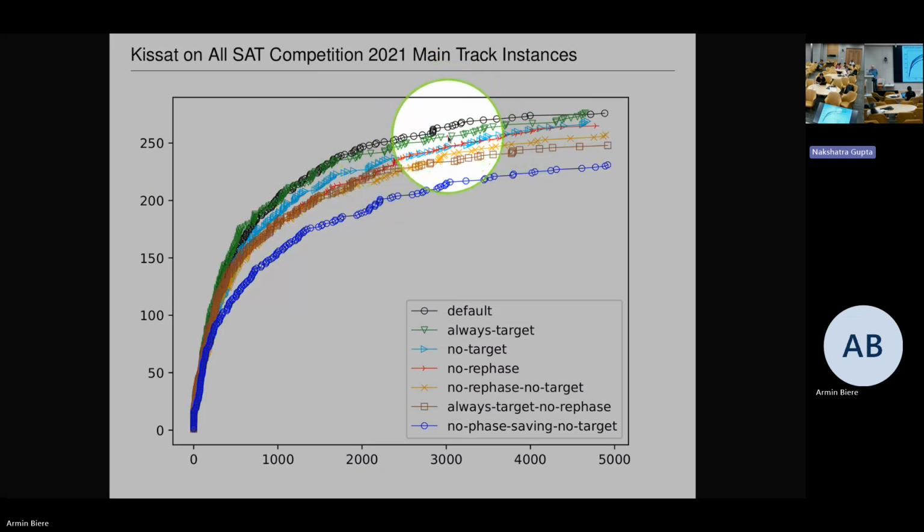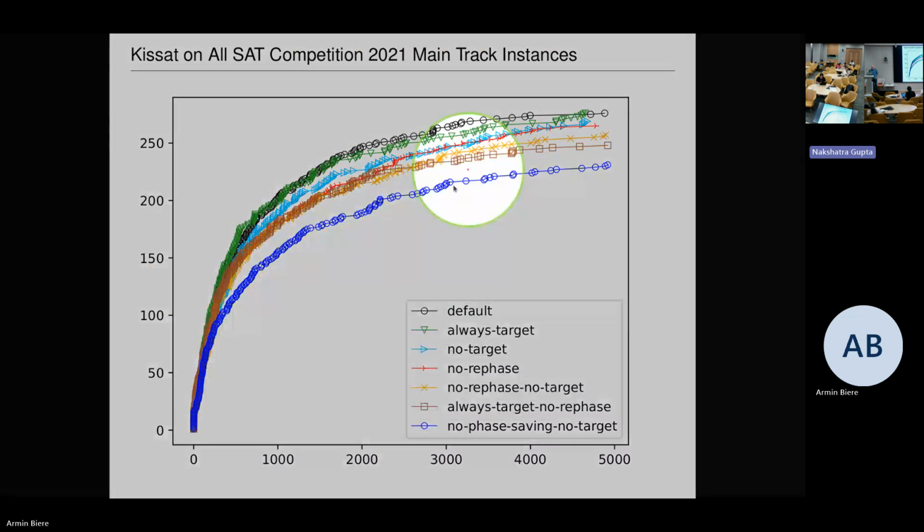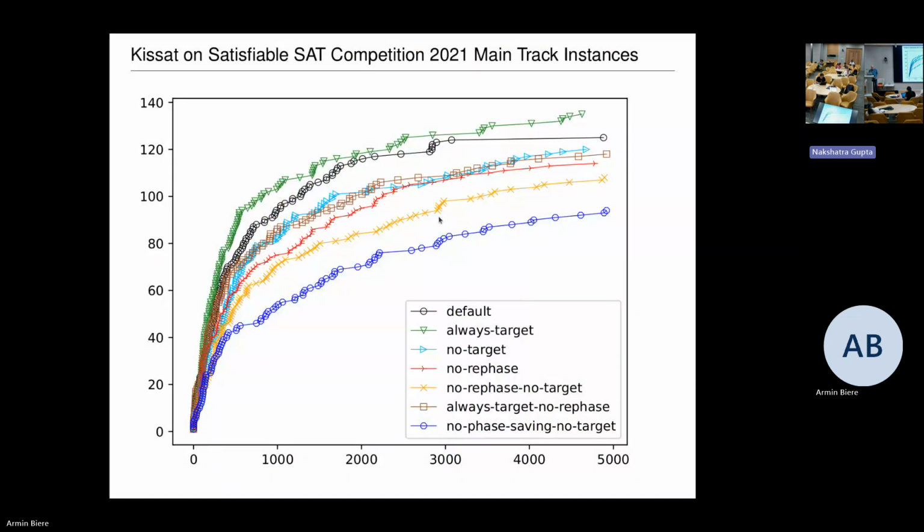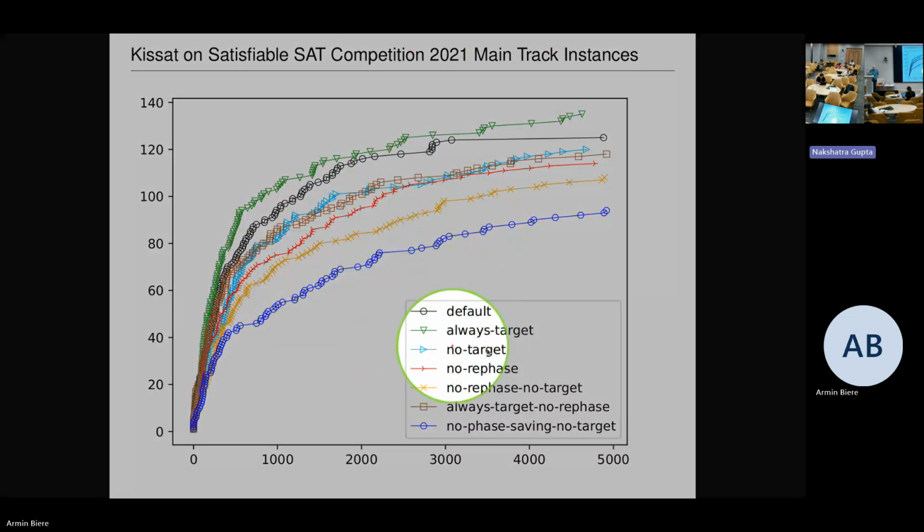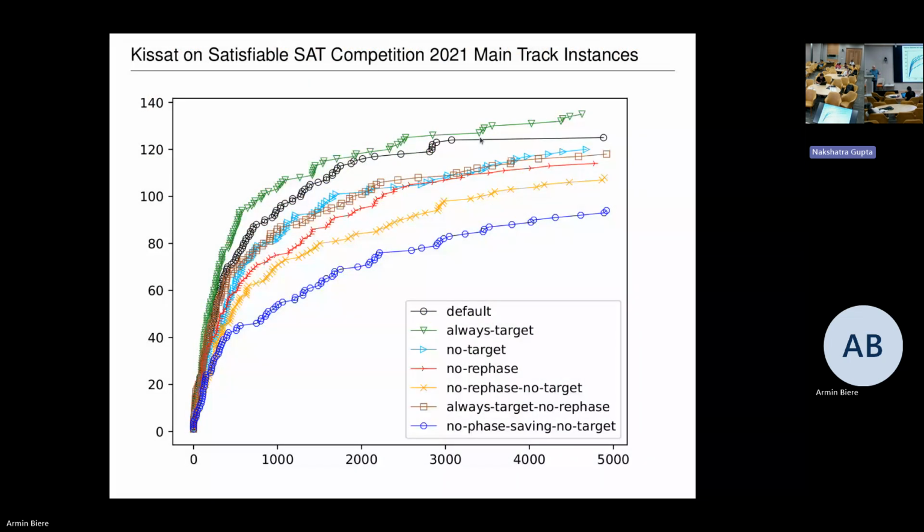And of course, you're losing only on the unsatisfiable instances. And if you're not doing any of it, you see, this is much worse, right? This is before 2020, right? And you see, of course, an even wider spread on satisfiable instances. So these are only the satisfiable instances. And there you see this always-target would then win. So the first two actually swapped places, right? Always targeting is better than doing it once in a while, or not doing it.